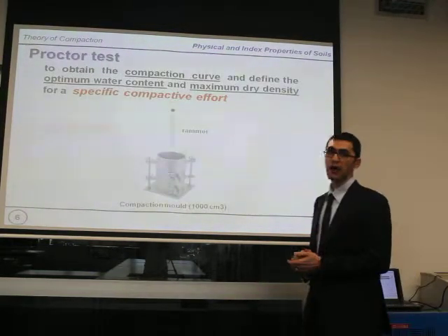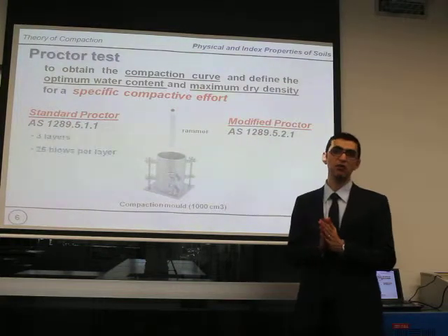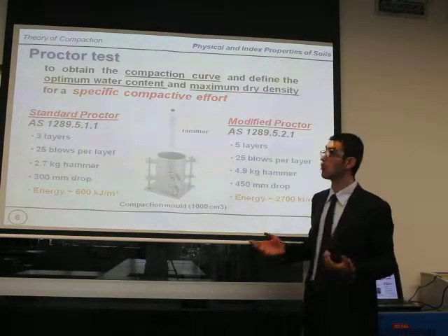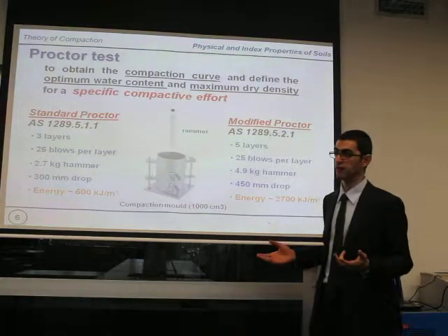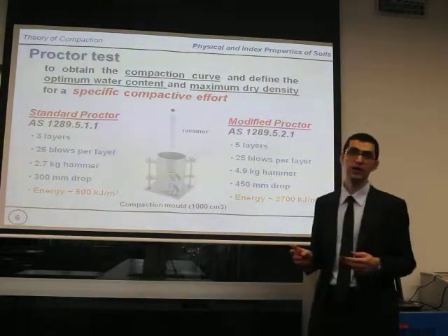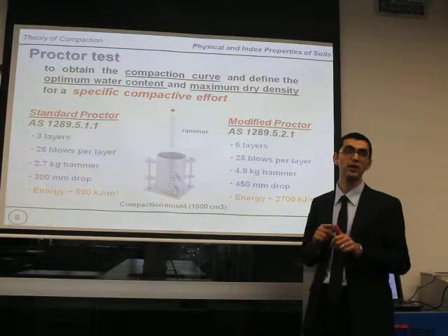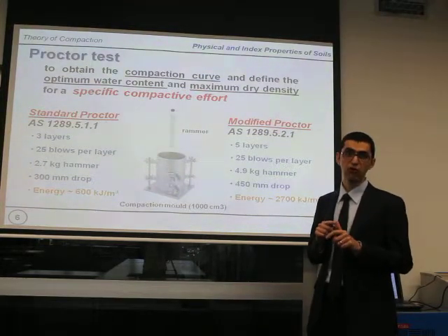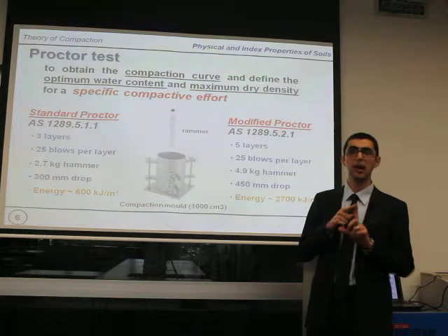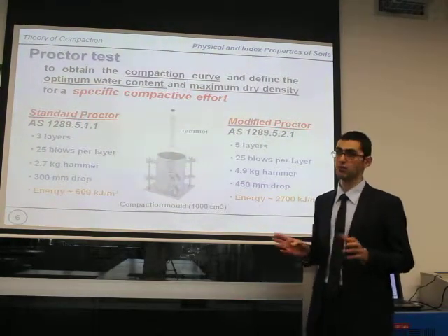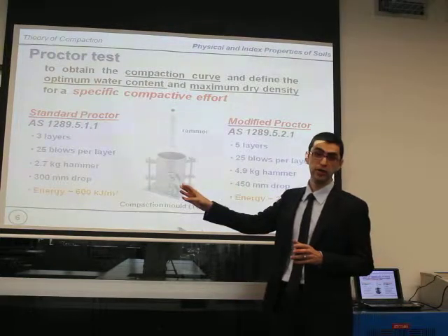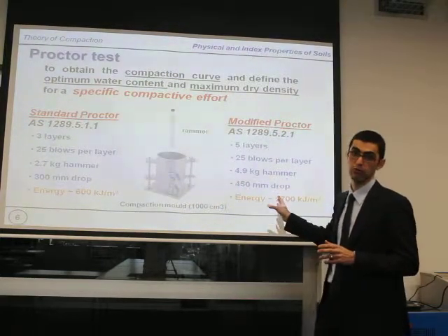So how can we find the compaction characteristics of a soil in the laboratory? As I said, the Proctor test is the procedure to find the compaction curve. By doing the test, we will find the two main parameters of the soil. One is the maximum dry density, and the other is the optimum moisture content. There are two standards for this test. One is called standard Proctor, and the other is modified Proctor.